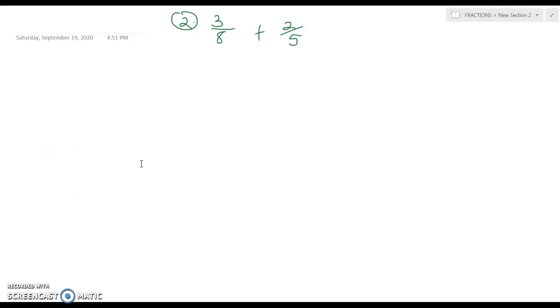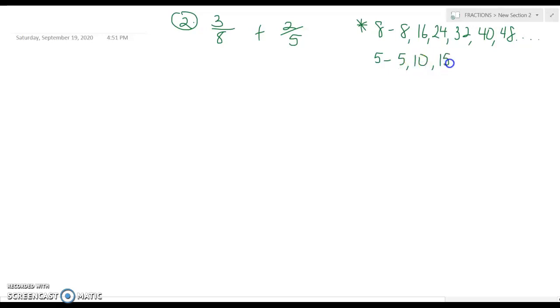So now we're going to add these two fractions here. 3 over 8 plus 2 over 5. So 8 and 5 are different, so we need to find a common denominator, right? Like LCM. So first things first, I'll do it at the side here. List out your multiples of 8 and 5. So multiples of 8 are 8, 16, 24, 32, 40. Keep on, you can just put your dot, dot, dot afterwards, right? If we need to add on afterwards, we'll add on. Multiples of 5: 5, 10, 15, 20, 25, 30.